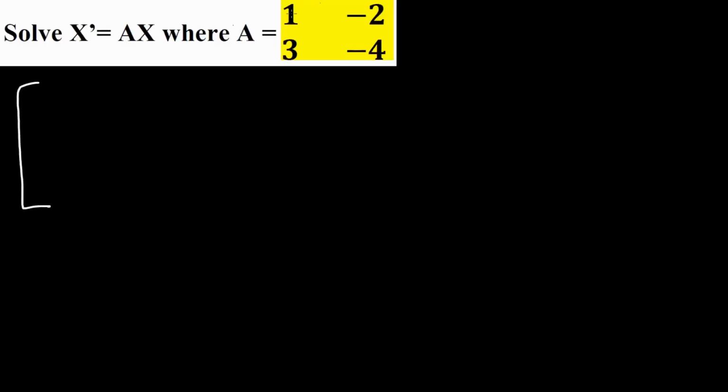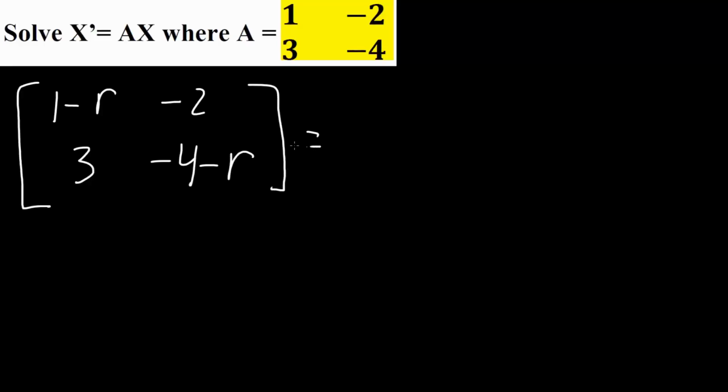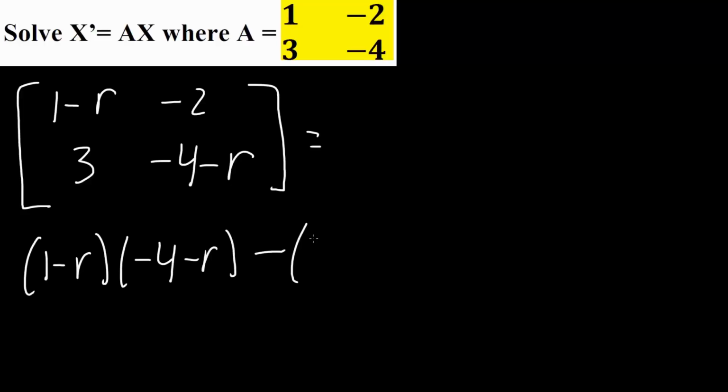So we say that this would be 1 minus r, and this would be negative 4 minus r, and these two terms remain the same. So let's write that down. So 1 minus r, then we have 3 and negative 2, then negative 4 minus r, and what we get by doing this will be 1 minus r times negative 4 minus r minus parentheses 3 times negative 2. And so this would equal 0 actually.